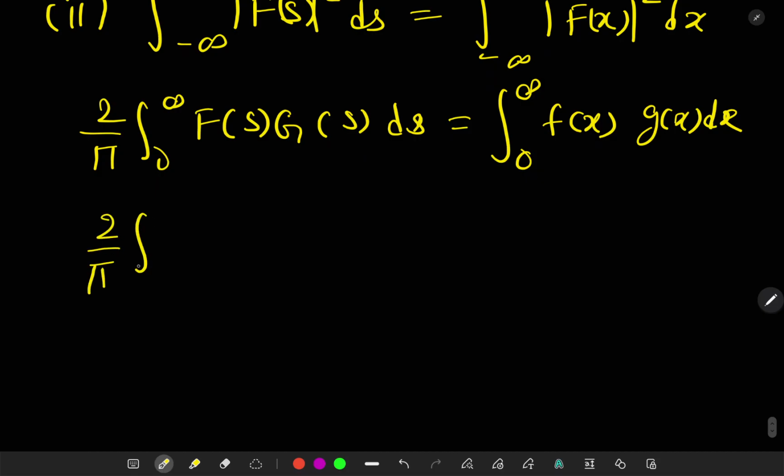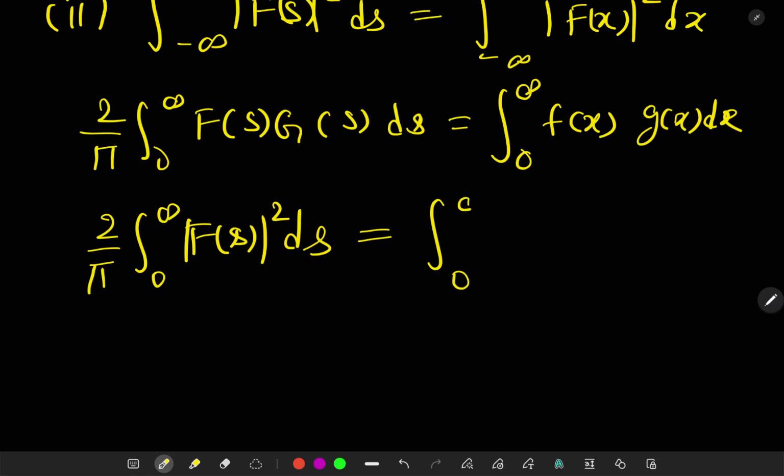Now another important identity is 2 by pi integral 0 to infinity mod of f of s square ds is equal to integral 0 to infinity mod of f of x square dx. Here this is for Fourier cosine transformation and this is for Fourier sine transformation.